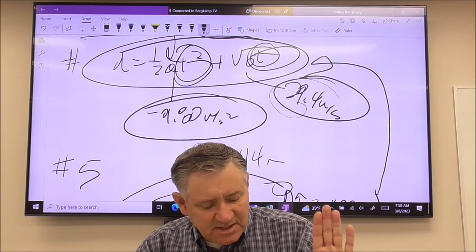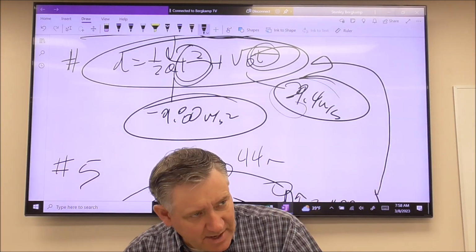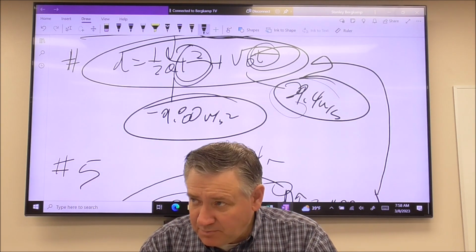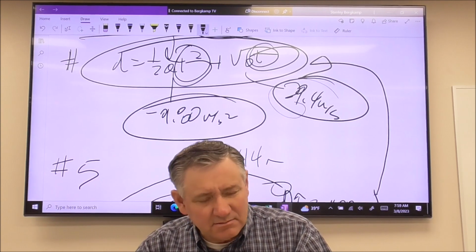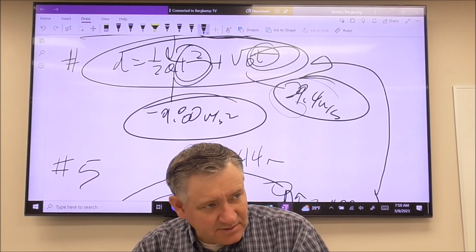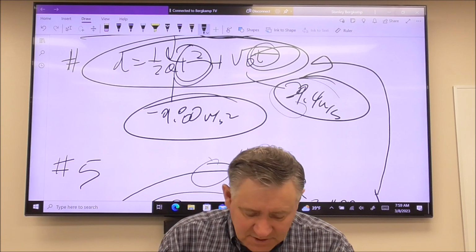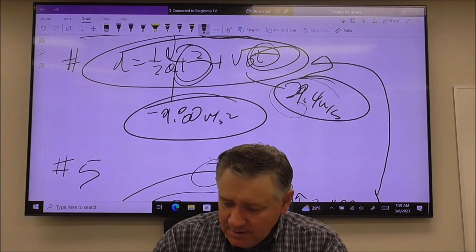So what you should see is that your answer is above 2.4 meters. Not a whole lot, but you should see that it clears the wall. All right, so you get an answer of about 4.5 meters.